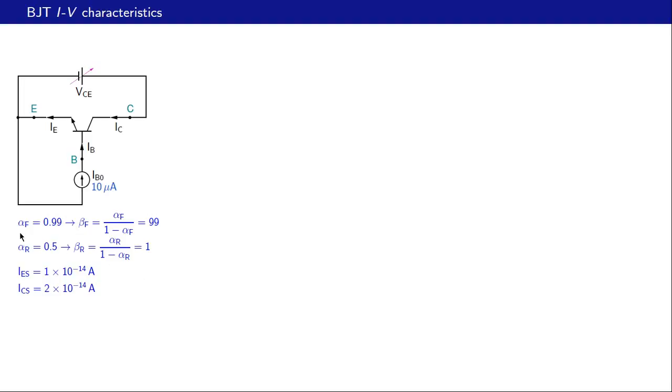These are the parameters we will consider. Alpha F, the forward alpha, is 0.99, that makes beta equal to alpha by 1 minus alpha, that is 99. Alpha R, the reverse alpha, is equal to 0.5, that makes the reverse beta equal to alpha R by 1 minus alpha R, or 1. And clearly this transistor is very poor in the reverse direction because this beta is so small in the reverse direction. And these are the saturation currents, IES 10 raised to minus 14 ampere and ICS 2 times 10 raised to minus 14 amperes.